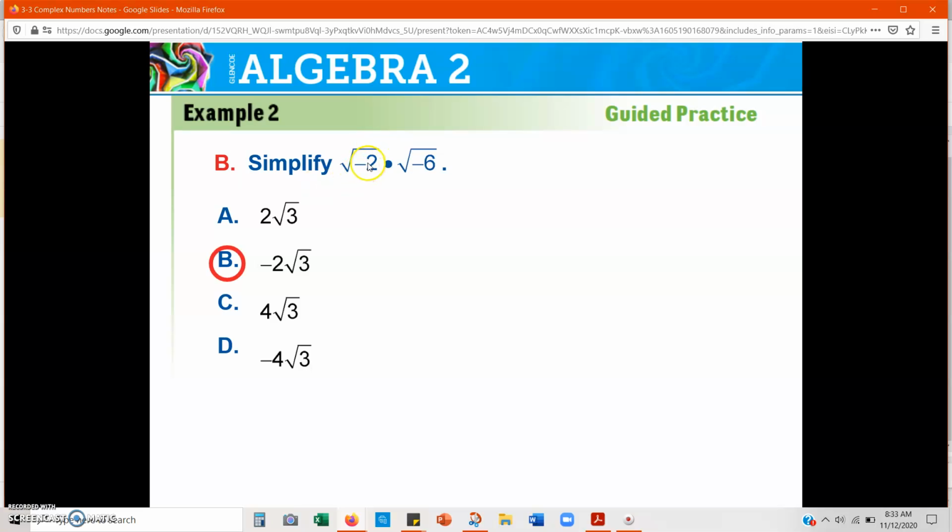All right, hopefully you remembered when you got B that you have to deal with the negative under the radical first. So you actually have i square root of 2 times i square root of 6. i times i is i squared. 2 times 6 is 12, so you have i squared times the square root of 12. i squared is negative 1. You simplify the square root of 12 to 2 square root of 3, so you have negative 2 square root of 3.